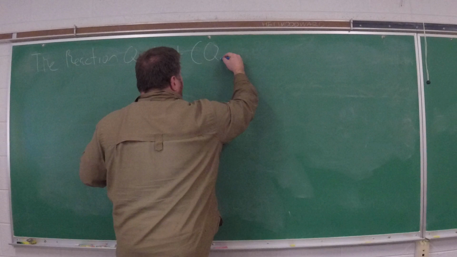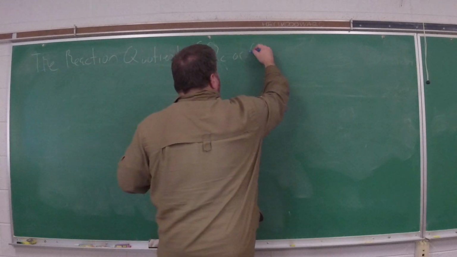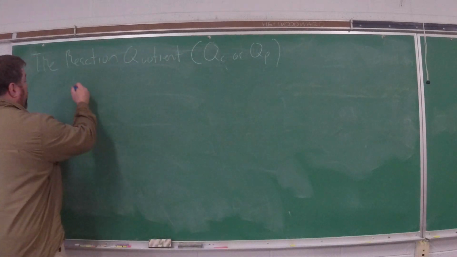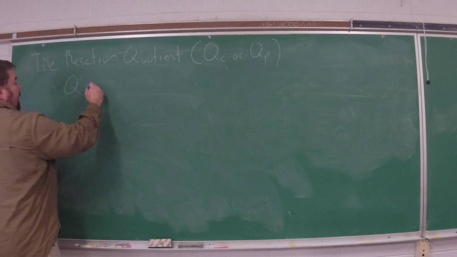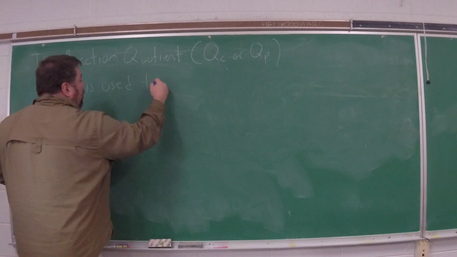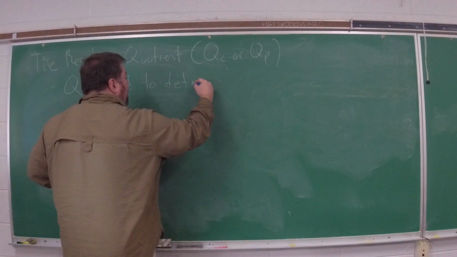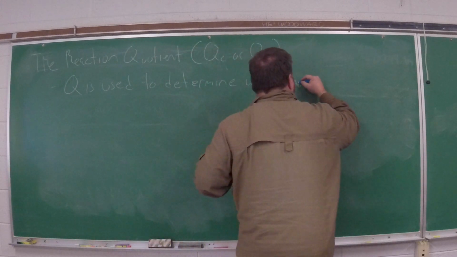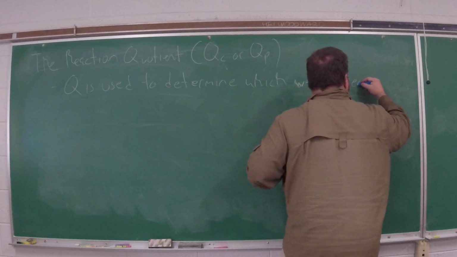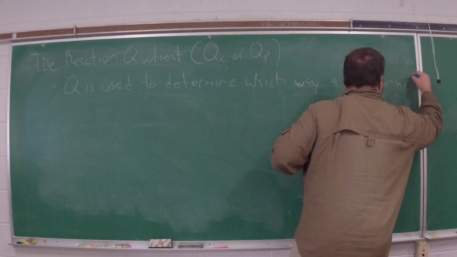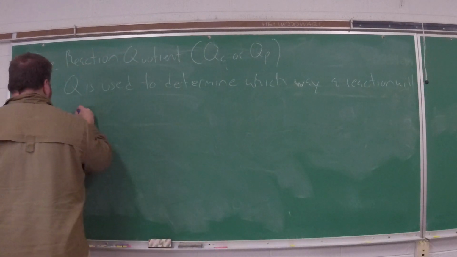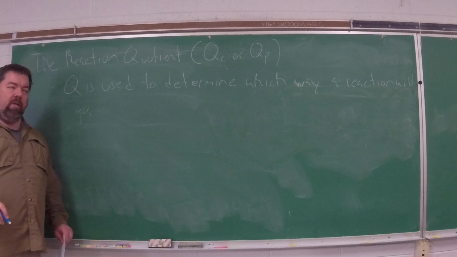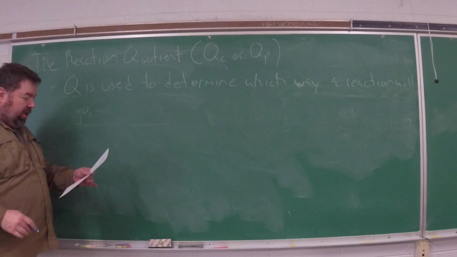Again, a capital QC for molar concentrations, or QP for partial pressures. The reaction quotient Q is used to determine which way a reaction will go. Okay? Kc and Kp are used at equilibrium, correct? So Q is used when you have your initial conditions.